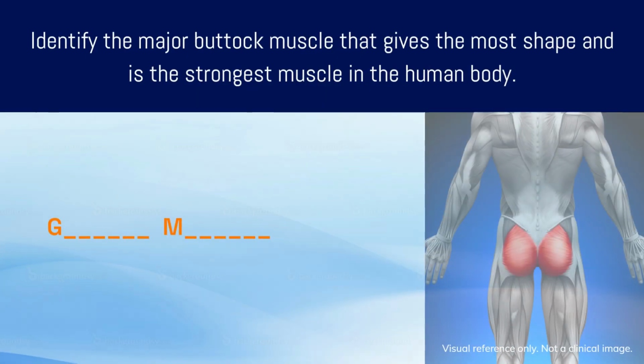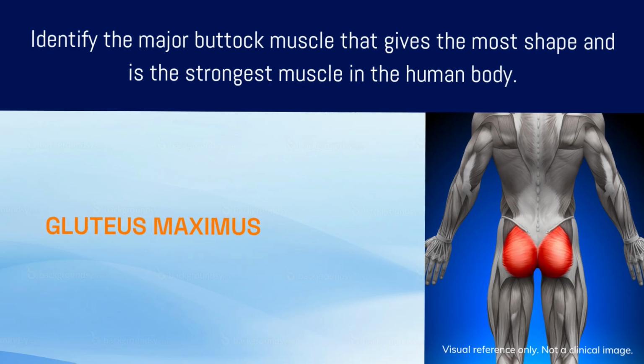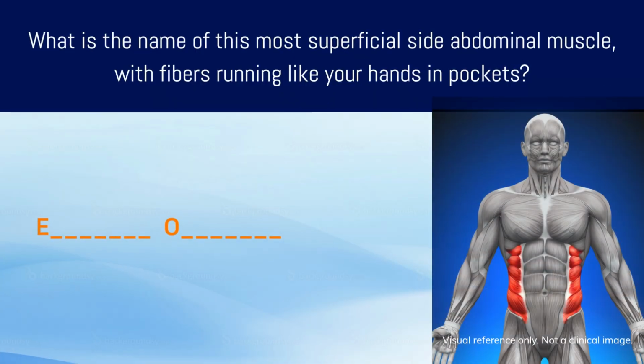Deltoid. Identify the major buttock muscle that gives the most shape and is the strongest muscle in the human body. Gluteus maximus. What is the name of this most superficial side abdominal muscle, with fibers running like your hands in pockets?